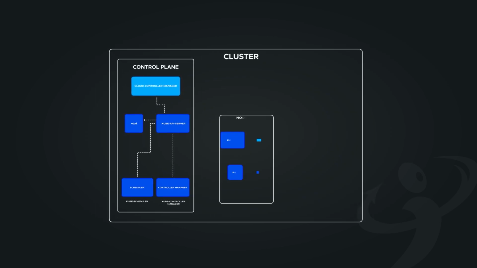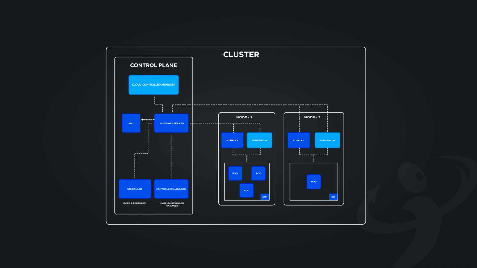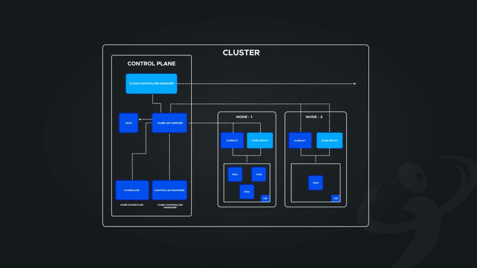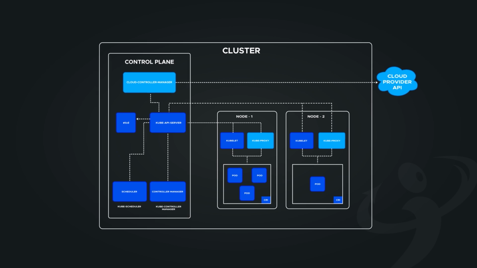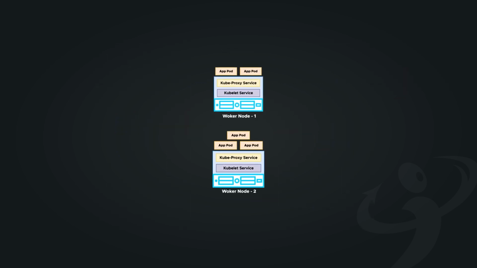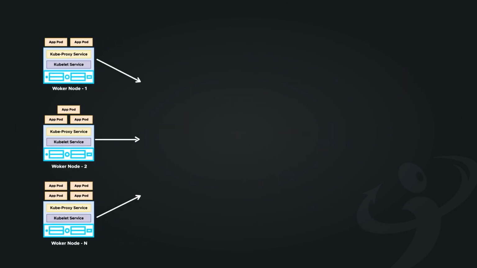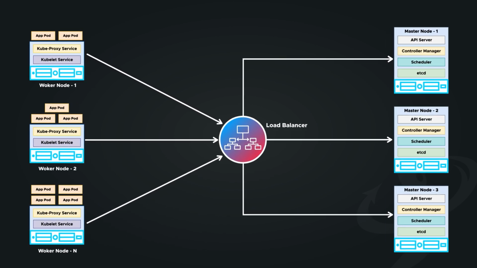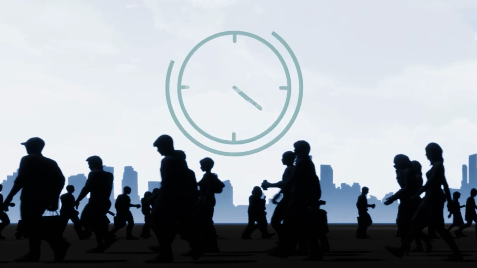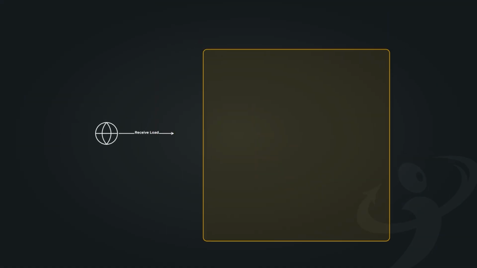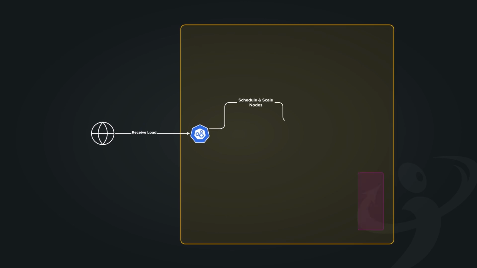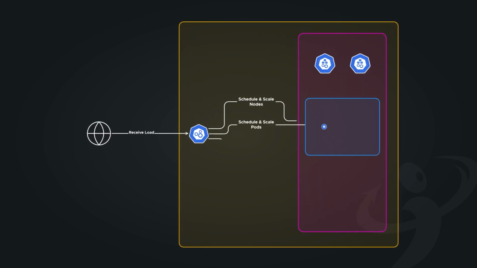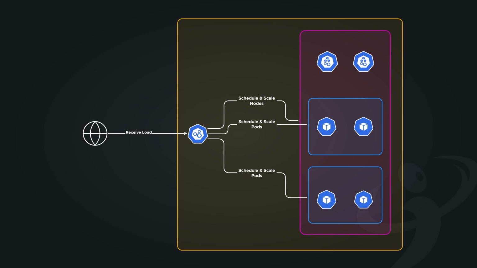Kubernetes works in cluster mode. Its architecture includes a master node that controls the cluster and worker nodes that run your application pods. The master node continuously monitors the cluster state, making sure the desired number of pods are running and distributing workloads evenly. When demand surges, like at 6 p.m., Kubernetes automatically schedules and launches additional pods as well as worker nodes, scaling your app to handle the load efficiently.